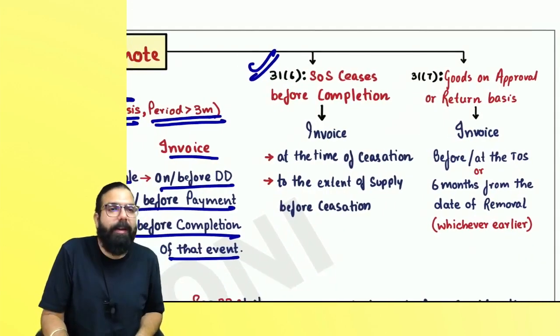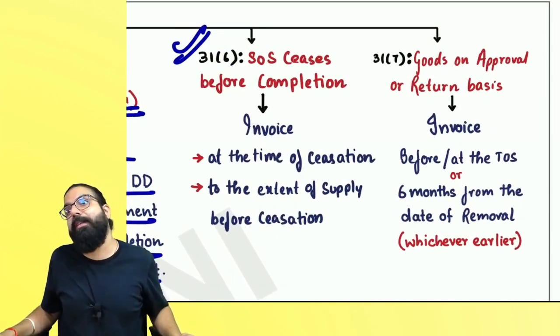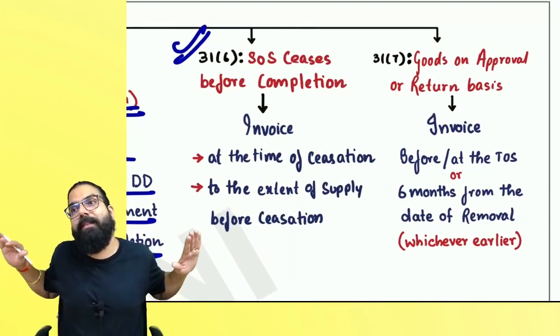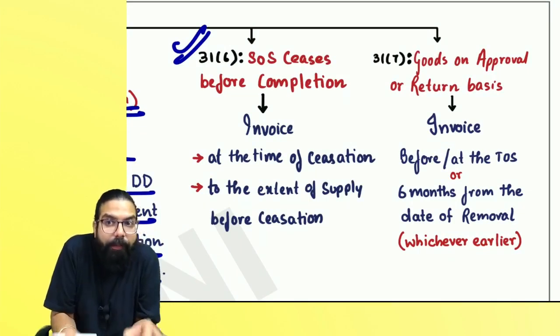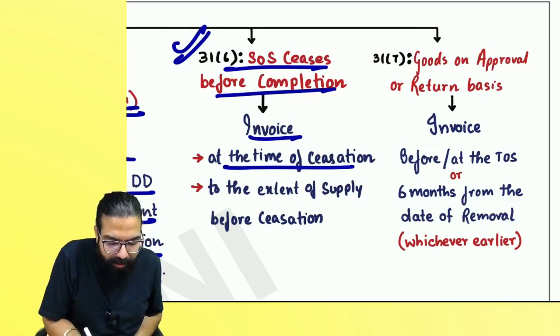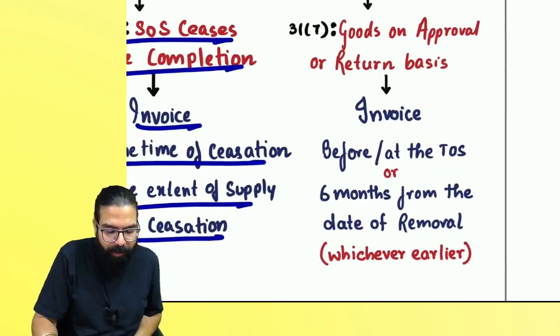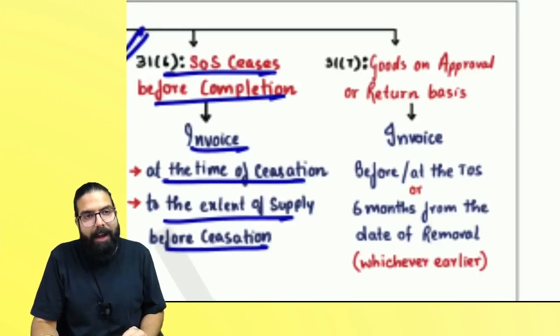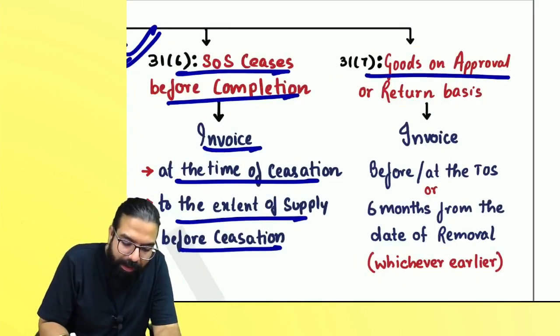The next one is section number 31(6). I was providing a service and in between, the supply of service ceased. Then at the time of cessation, for how much service you have given, you should go ahead and give the invoice. Invoice at the time of cessation to the extent of supply of service, to the extent of supply before cessation.